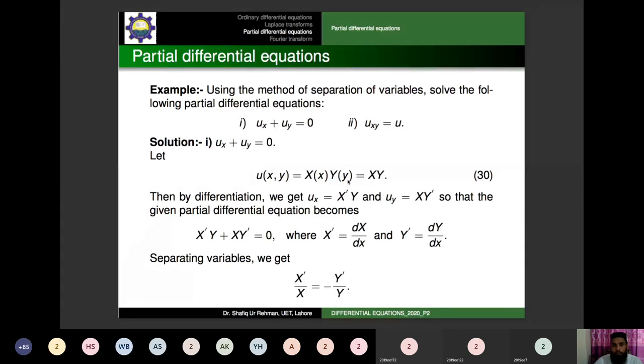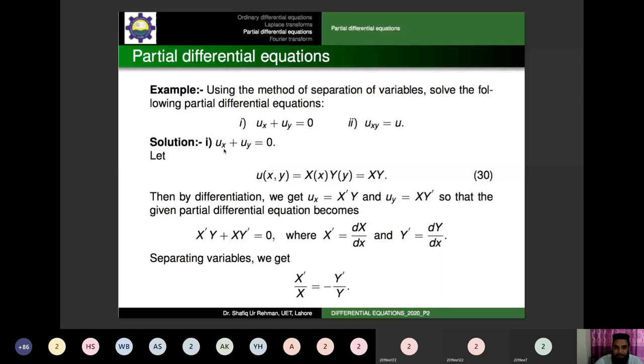Now, we look into the formulation of the given partial differential equation. What we need to see is what type of derivatives are involved. So we have the derivative of u with respect to x. We have the derivative of u with respect to y. Of course, they are partial derivatives. So this is going to be the assumption for the solution of that equation.